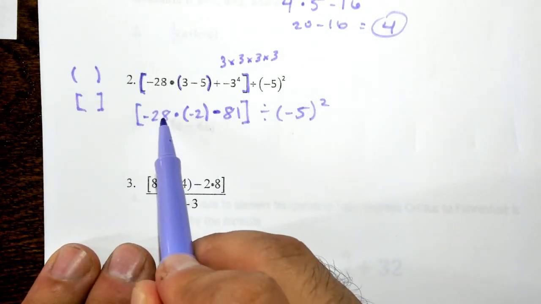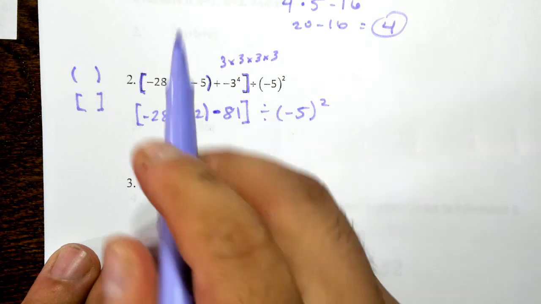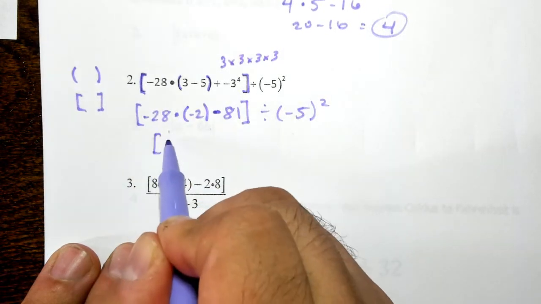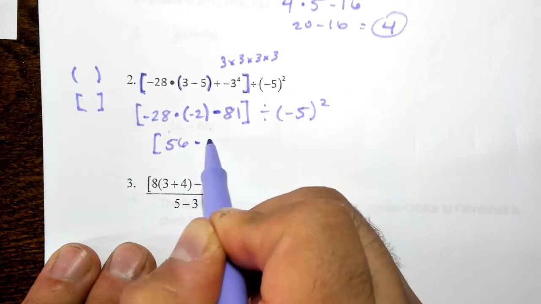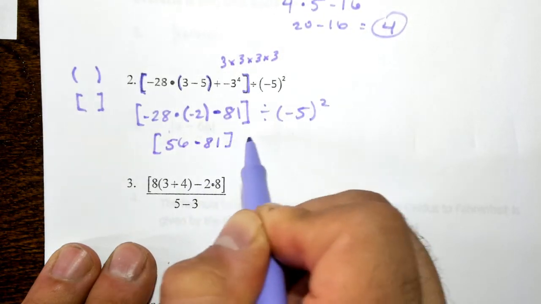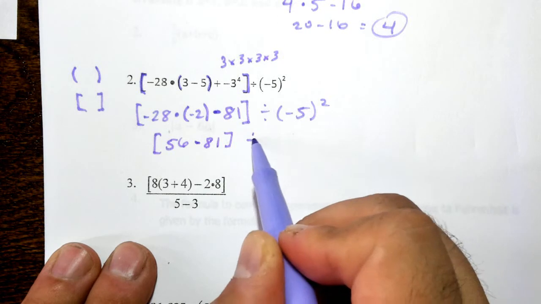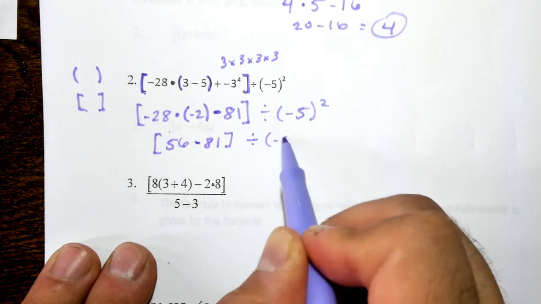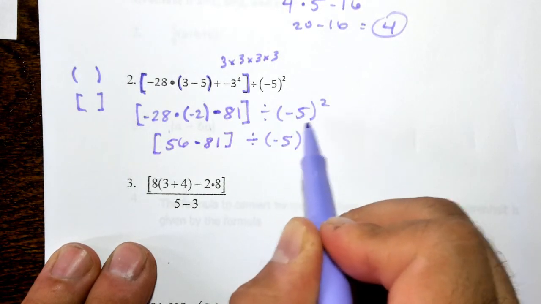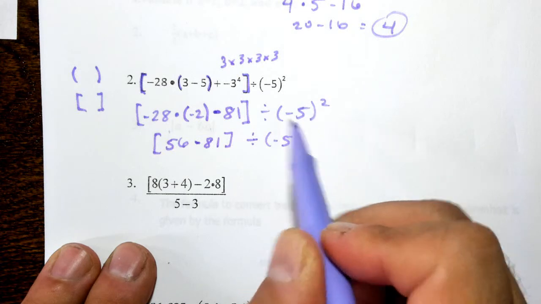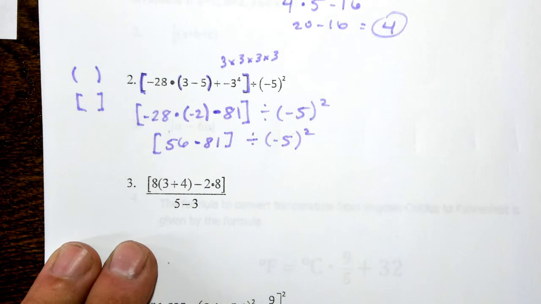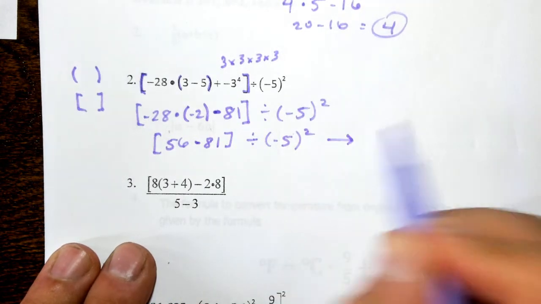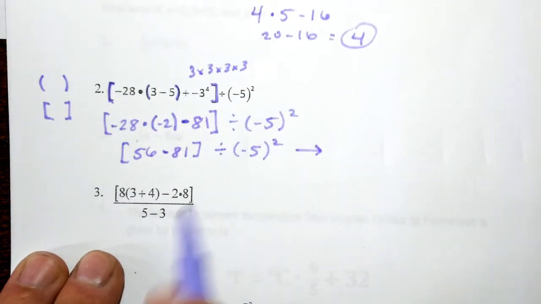This is -28 times -2. That's going to be a positive 56 minus 81. I'll bring this down. And like I said, because this is separate, it's on its own, you could technically evaluate this right now. I am just going to wait. I'm going to take my work to the right so that I don't squish it.